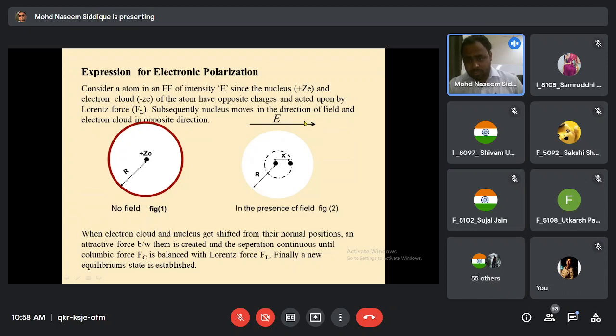When you are applying the electric field, what kind of force will act? Lorentz force, F is equal to QE. I will tell you in the next slide. It will balance the Coulomb force. What is the reason for the Coulomb force? The Coulomb attraction force is due to the opposite charges of these particles. The electron has a negative charge and the nucleus has the positive charge. So there should be a balance with the Lorentz force.